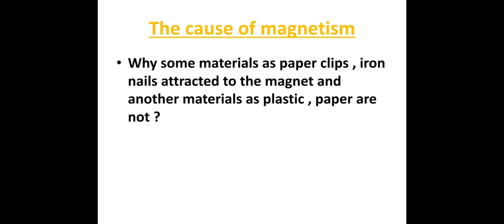So now we will talk about the cause of magnetism, the reason for magnetism. We all have a question in our minds. Why are some materials attracted when I bring a magnet near them, or the magnet picks them up, and why are others not? Why are some materials such as a paper clip, iron nail, or any material made of iron attracted to the magnet, and other materials such as plastic, paper, and aluminum foil are not attracted to the magnet? Or why does a magnet pick up a paper clip and iron nail, and not pick up plastic, paper, or aluminum foil?